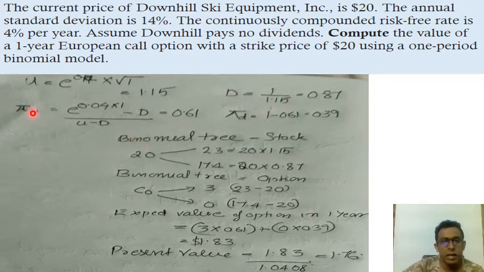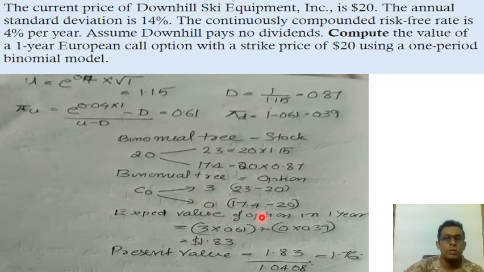Then we'll have to find out the stock value and option value, as we have to assume a portfolio with stock and option so as to value the option. For the stock, 20 will go up to 23 and it will go down to 17.4, as calculated by our d and u values. And in the binomial tree for the option, if the stock goes up to 23, the value of the option is 3, and if it goes down to 17.4, the value will be 0.